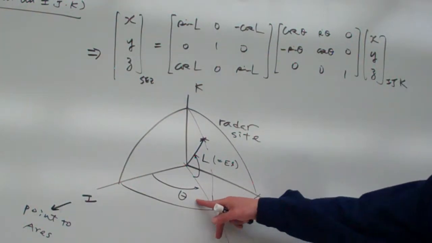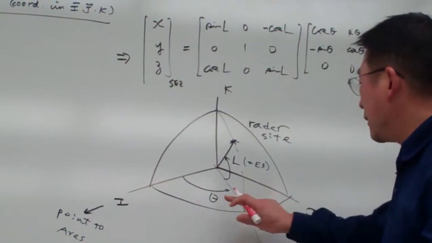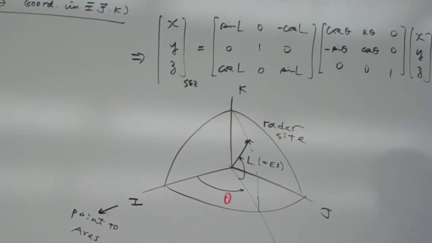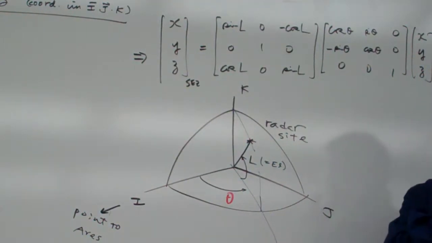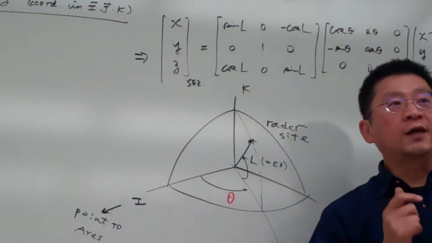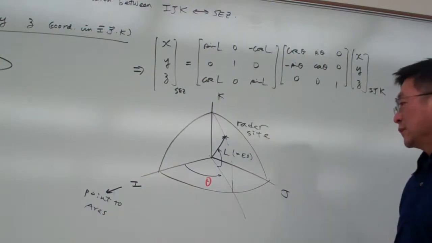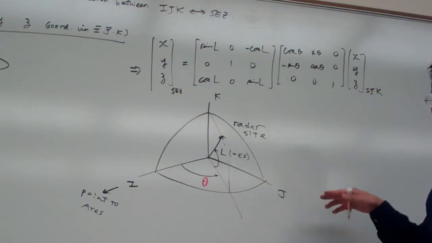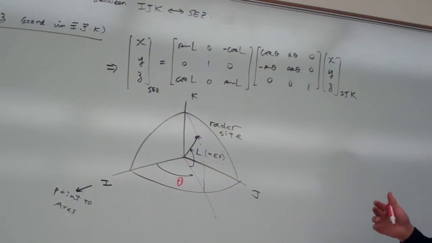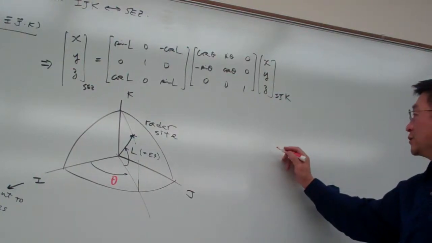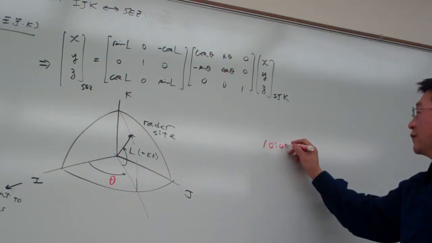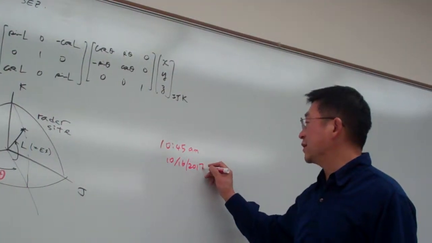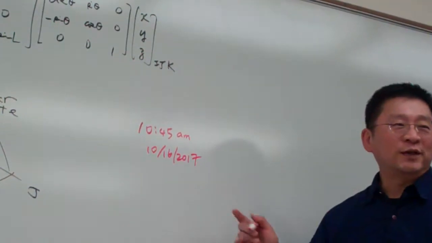Now we keep this in mind, and theta will depend on the time. Right now, for example, it's about 10:45 a.m. Before we go into details about how to determine theta, let me give you a side chat about how to measure the time. Today is 10:45 a.m., October 16, 2017. And what does this mean?